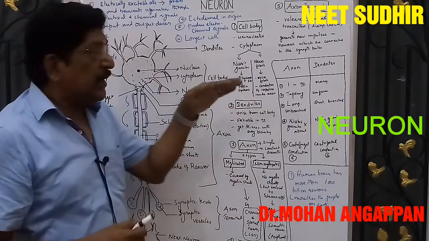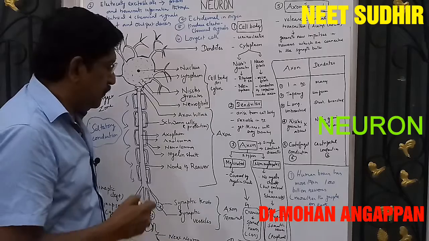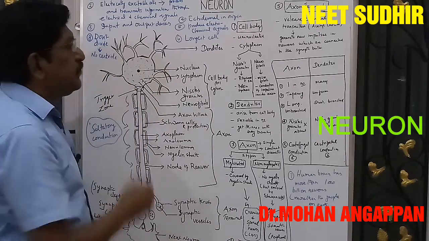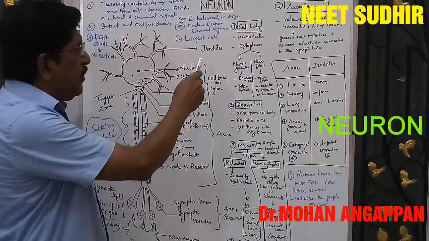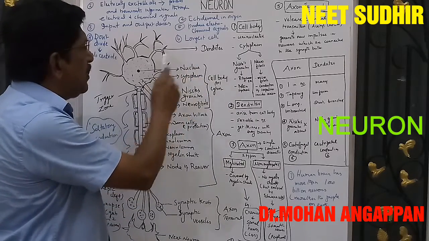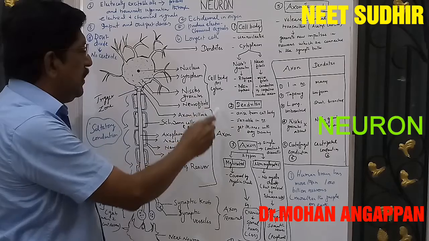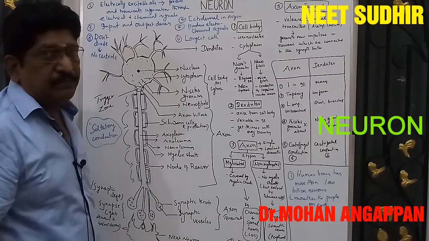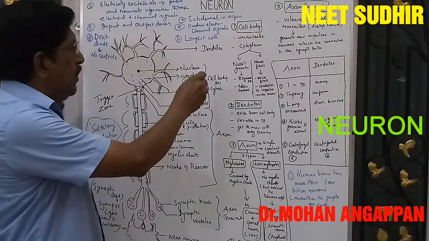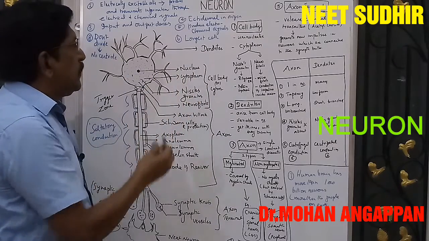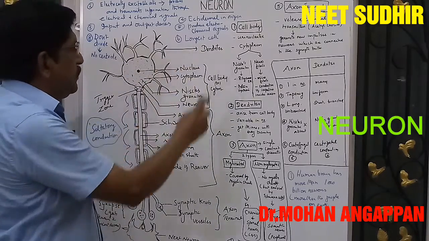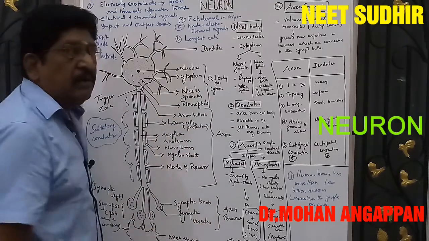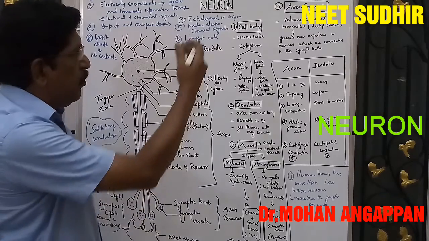Now let us come to the structure of the neuron. You can see the diagram of a neuron. The neuron has got three parts: one, cyton or cell body with dendrites, two, the axon, and three, the axon terminal. So three main parts. Let us take up one by one.